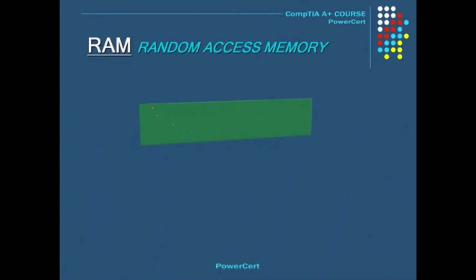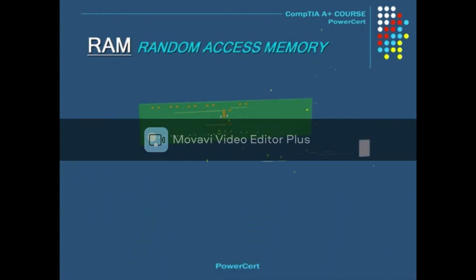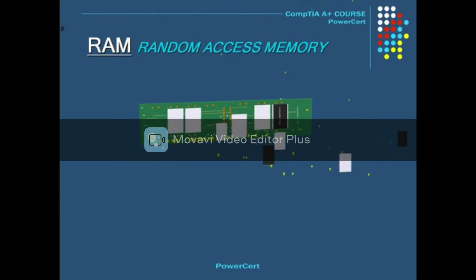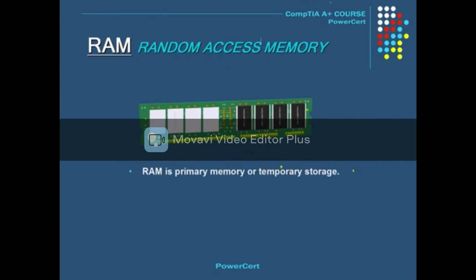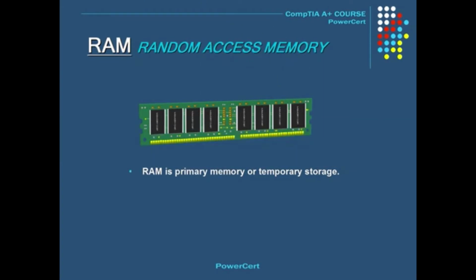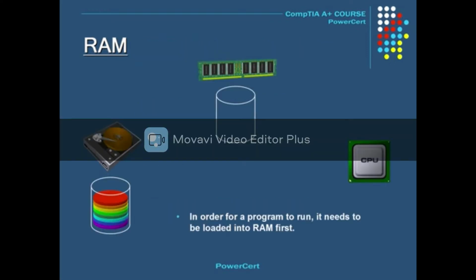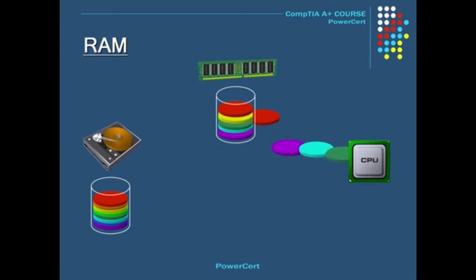In Section 1, we talked about secondary memory, which is permanent storage. This dealt with hard drives. Now we'll talk about primary memory, or temporary storage. This is called RAM. RAM stands for Random Access Memory. In order for data or a program to run, it needs to be loaded into RAM first. So here is how it works. The data or program is stored on the hard drive. Then from the hard drive, it is loaded into RAM. And once it's loaded into RAM, the CPU can now access the data or run the program.